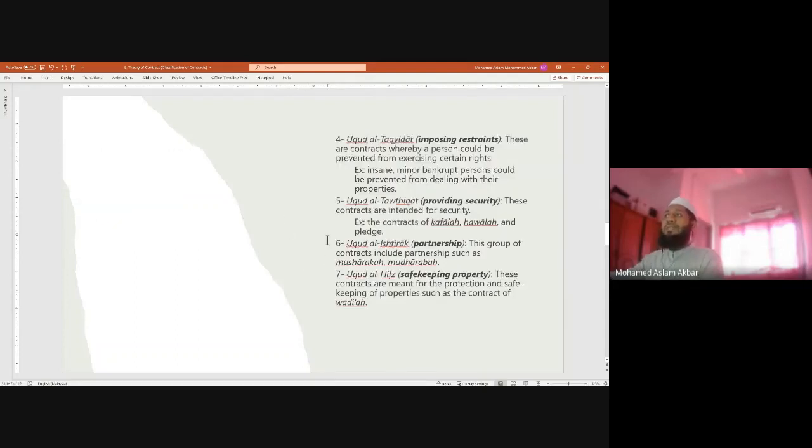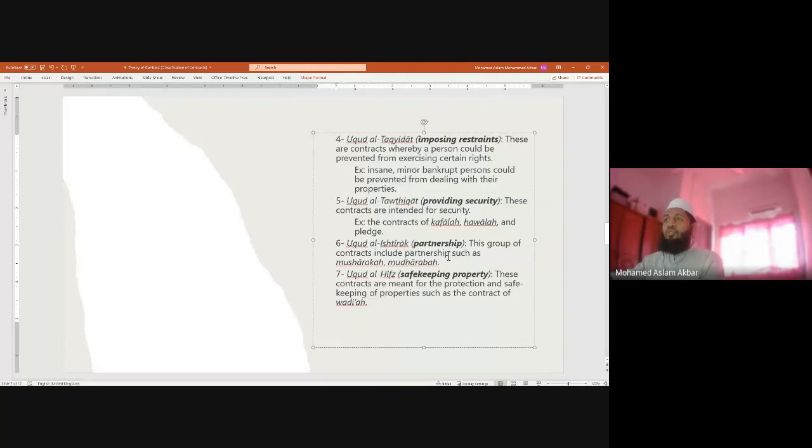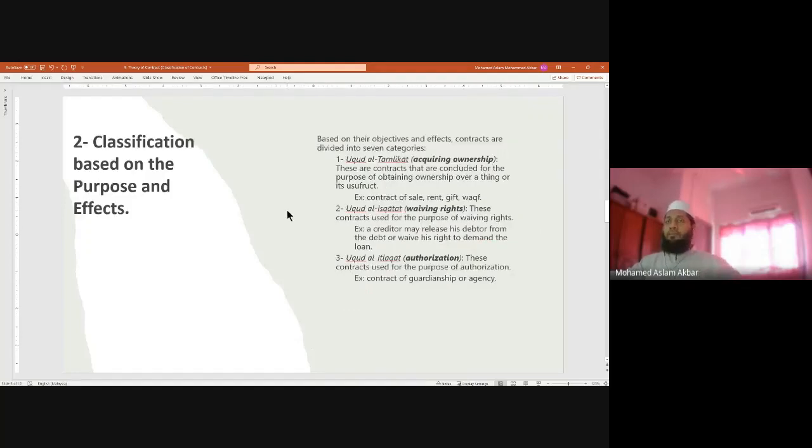Then you have imposing restraints. And then you have providing security, uqud tawsiqat, kafala and hawala. Then you have partnership, like musharaka, mudaraba. Then you have safekeeping property, uqud al-hifz. So these are the examples. These are the 7 categories that come under the second classification. This 7 comes under what? Classification based on the purpose and effect.